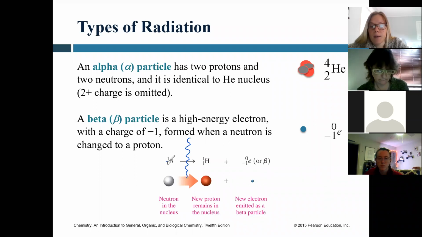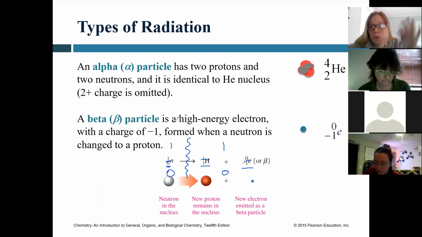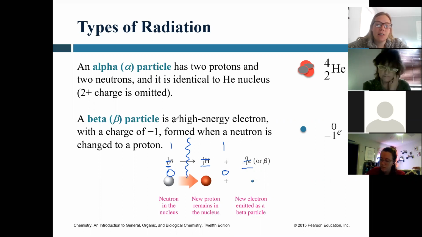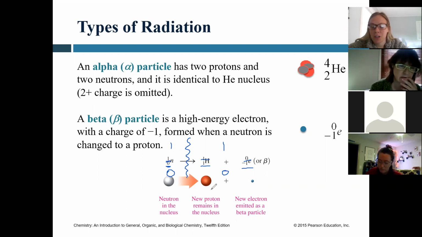So if I have a 1 on top here, there's a 1 on top. This plus this also needs to equal 1. What do I have on the bottom for my neutron? I have a 0, right? So this plus this has to equal 0. A 1 plus a -1 does in fact equal 0. So those are balanced out. We'll do a bunch of practice with those in a little bit. But that is the gist of it: the total mass needs to equal on the top, and the total number of protons and negative proton charges have to equal each other on the bottom.